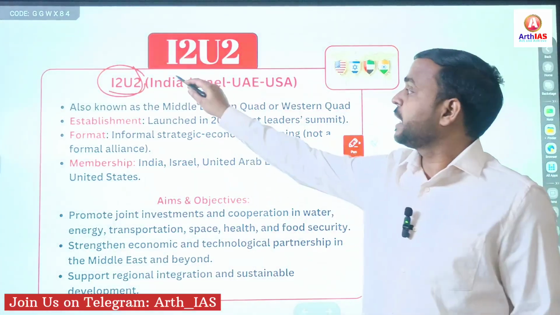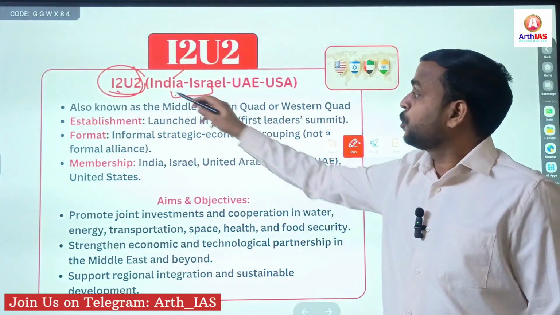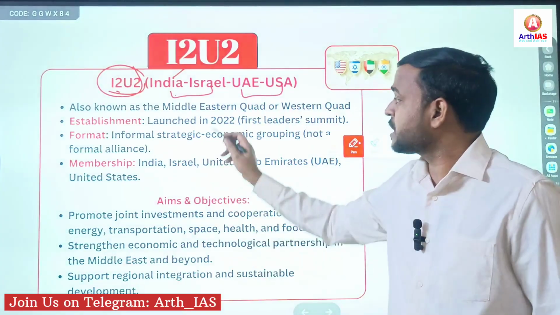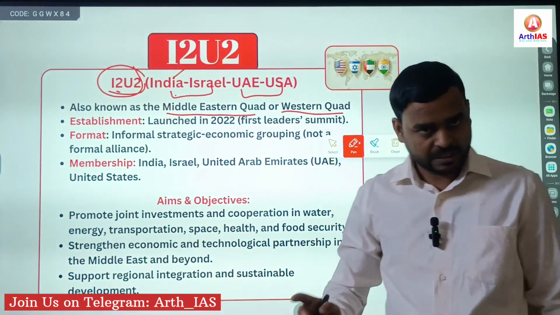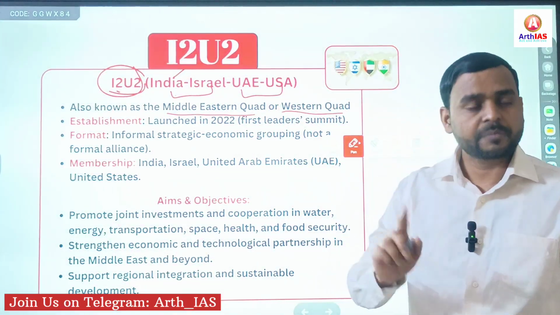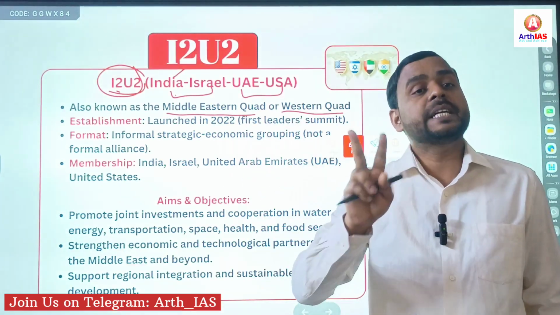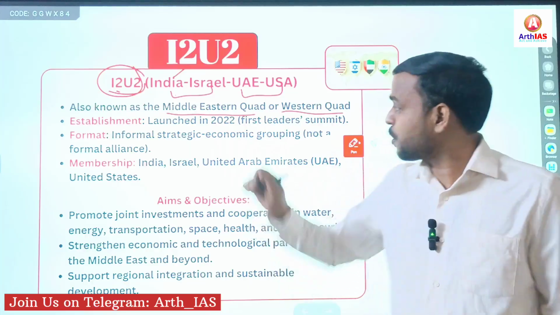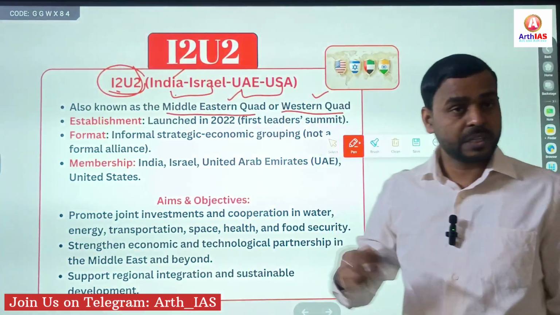Four countries means India, two I's. Two I's means India, Israel. Two U's means UAE and USA. And it is also known as Middle Eastern Quad or Western Quad, right? First fact, it includes four countries. Two I's, India, Israel. Two U's, UAE, USA. And it is also known as Middle Eastern Quad or Western Quad.